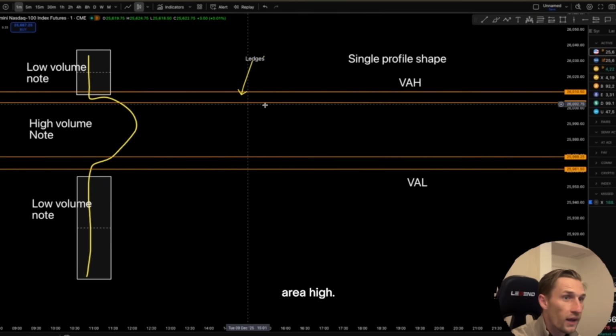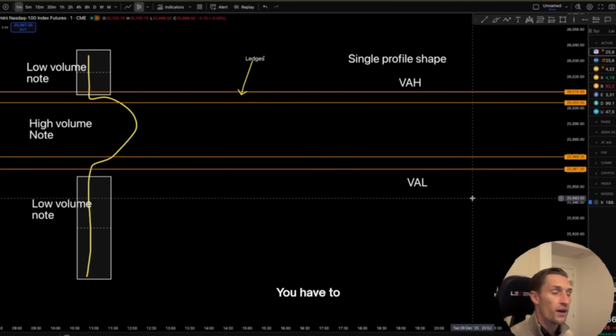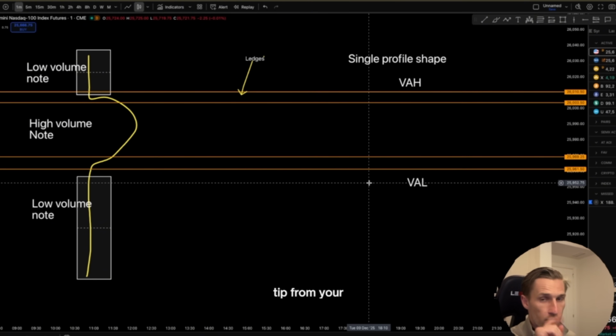This is the value area high, value area low. You have to draw it, guys, because if you literally do it by hand, you will remember it and you will not forget it anymore. So that is one tip from your trading bro.